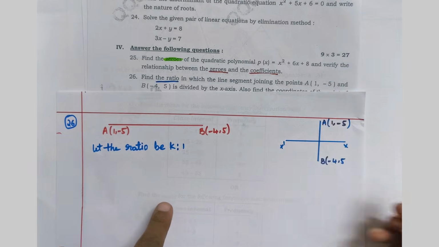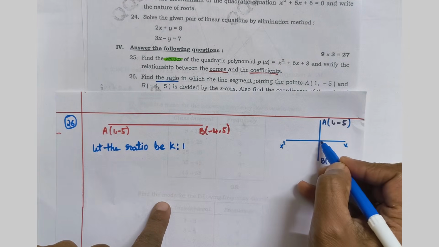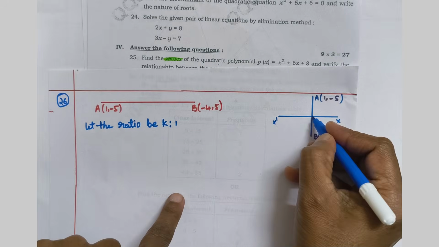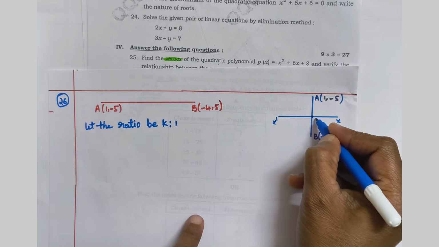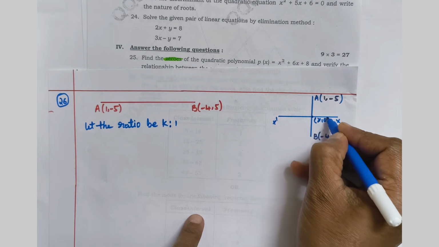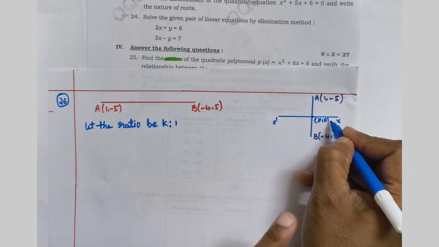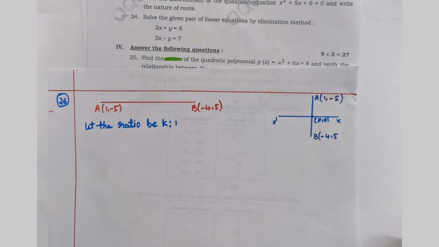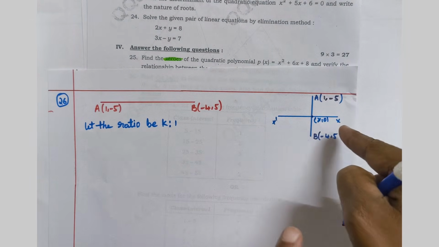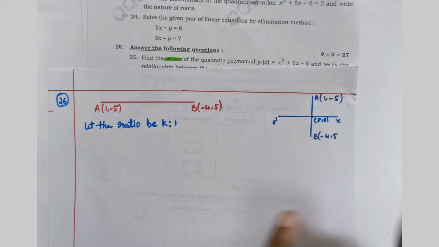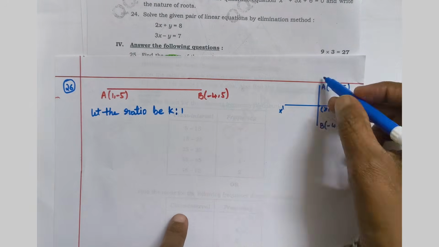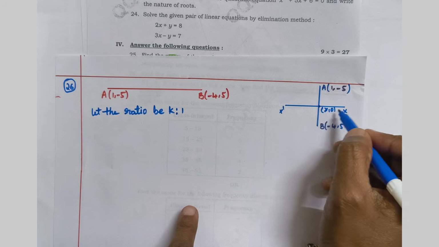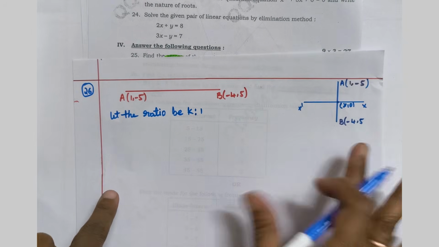So here we will find, this line is joining on the x-axis. On the x-axis, what are the coordinates? First of all, try to understand: on the x-axis, the coordinates are (x, 0). So on the x-axis, first is the number, next is 0. On the y-axis, the coordinates are (0, y). Keep this concept in your mind.